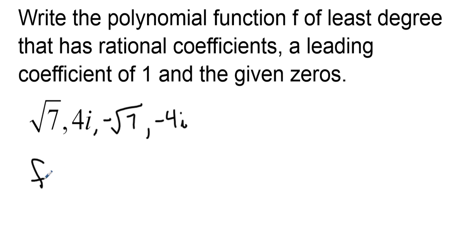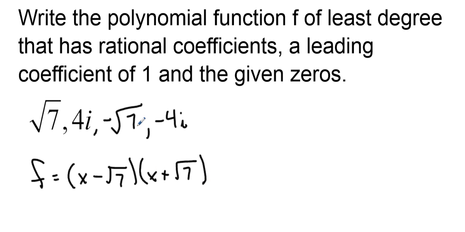Now, the key thing is that whenever you're given the zeros, in order to create a function f of x, we're going to write the factors and group them together. So it's x minus our zeros: x minus the square root of 7, and x plus the square root of 7, because we're doing x minus the negative square root of 7. Then we have x minus 4i, and x plus 4i, because the opposite of negative 4i is positive 4i. All right, and that's what we got.